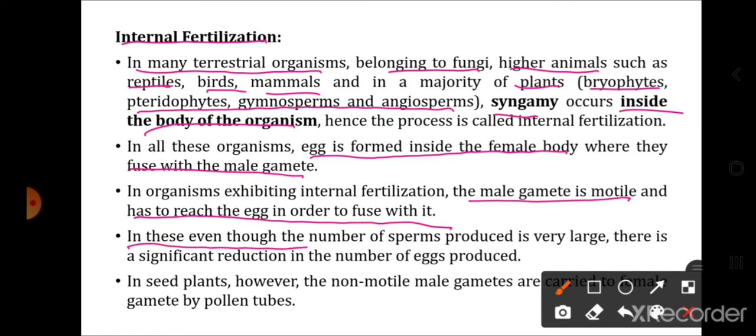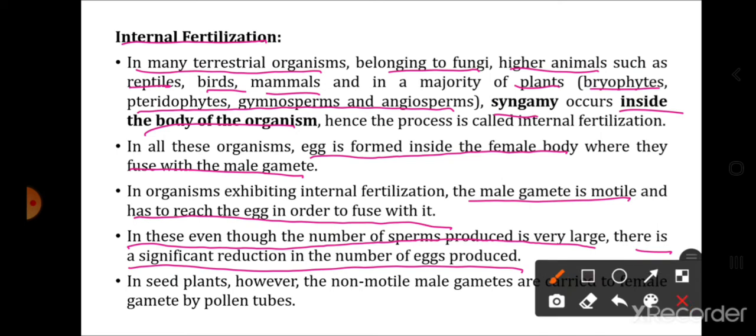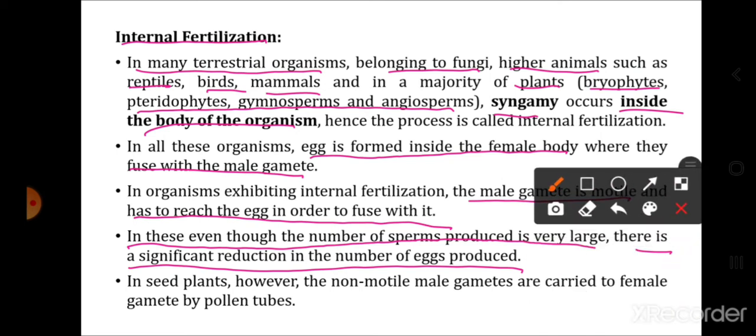In this, even though the number of sperms produced is very large, there is a significant reduction in the number of eggs produced. In internal fertilization, the number of sperms produced will be very large compared to the number of eggs produced. In seed plants, however, the non-motile male gametes are carried to the female gamete by pollen tubes.